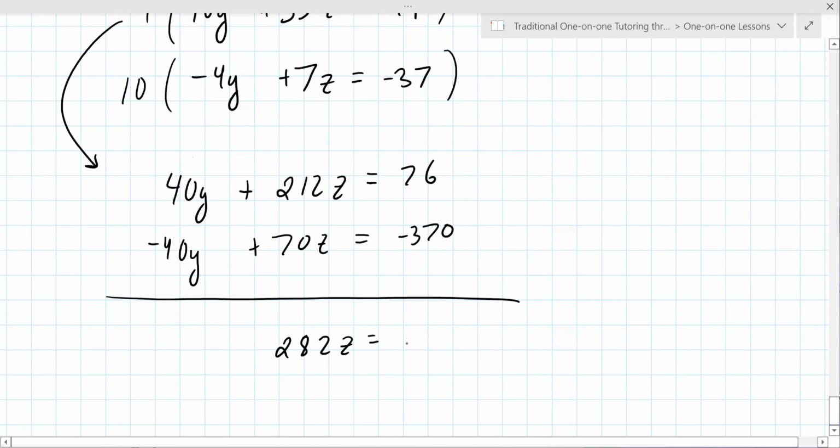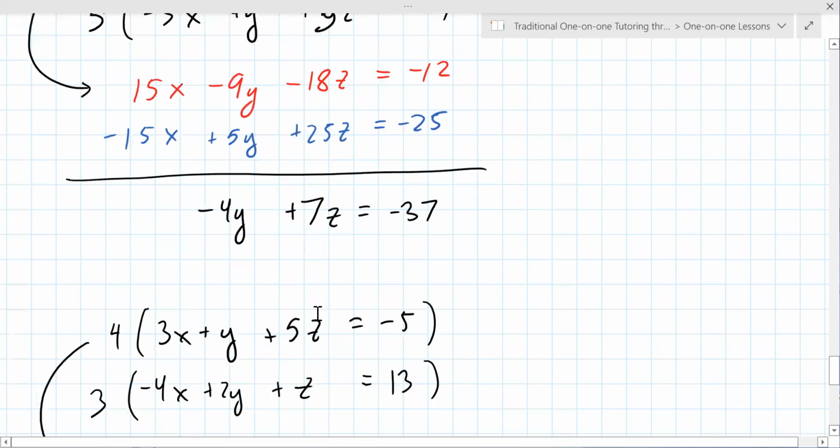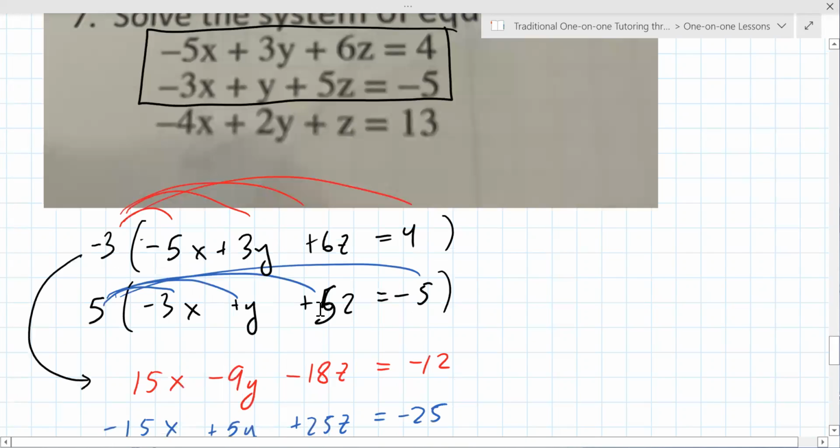So this is not working out nicely. I made a mistake somewhere. I got to go check. This is the problem with these. If you make one mistake, it ends up propagating through the whole problem.